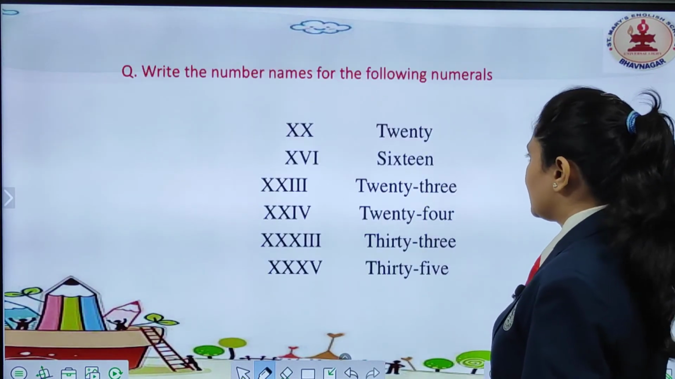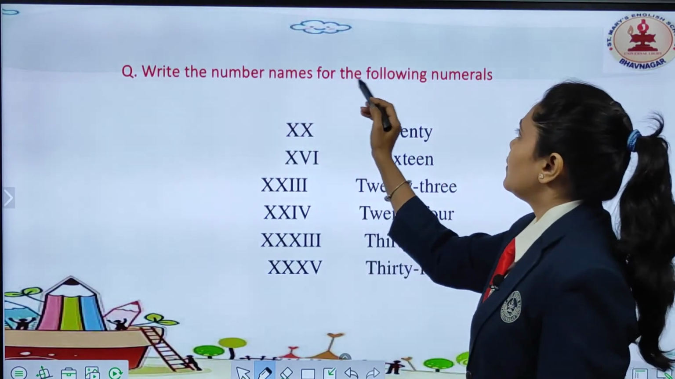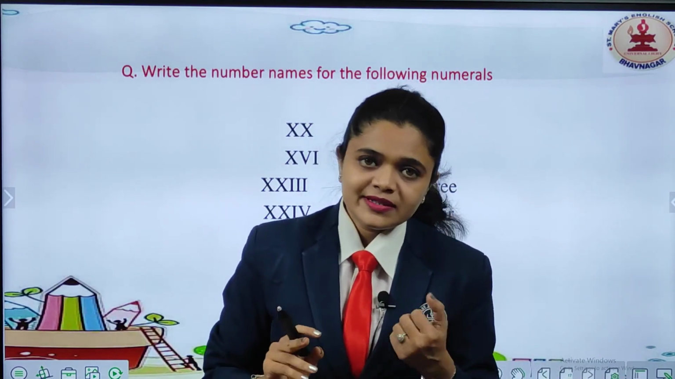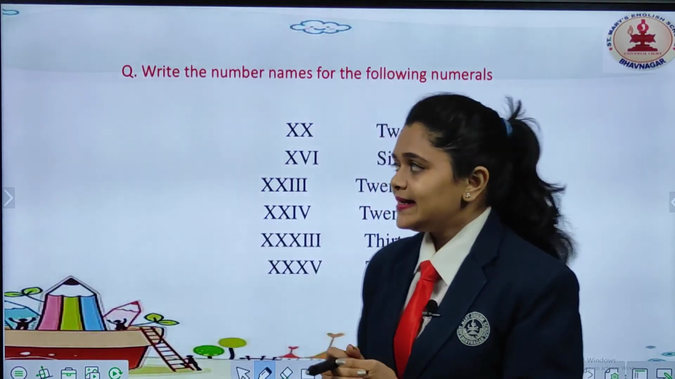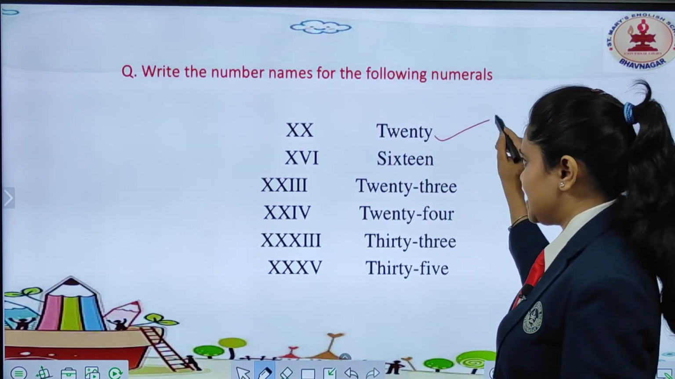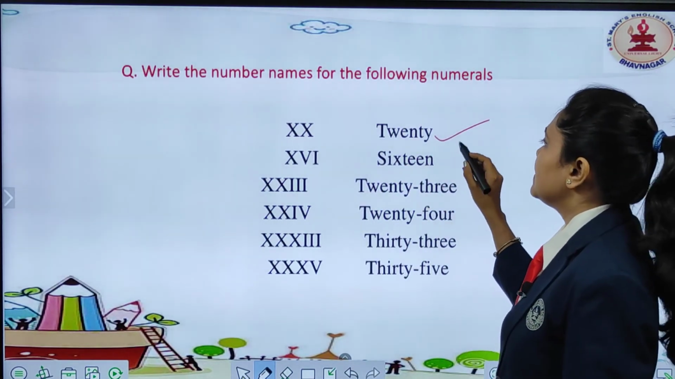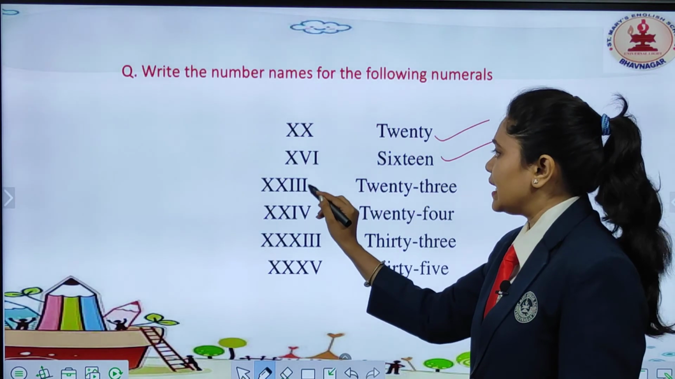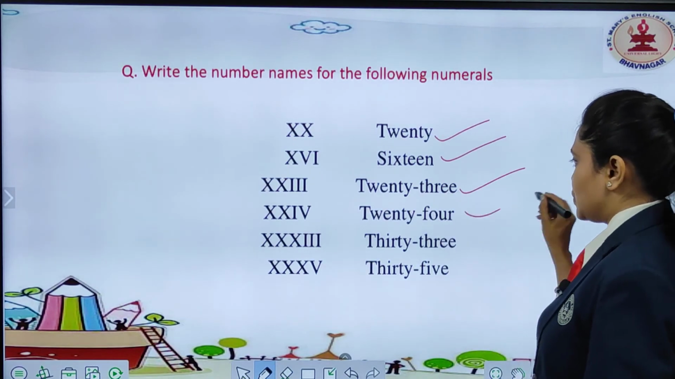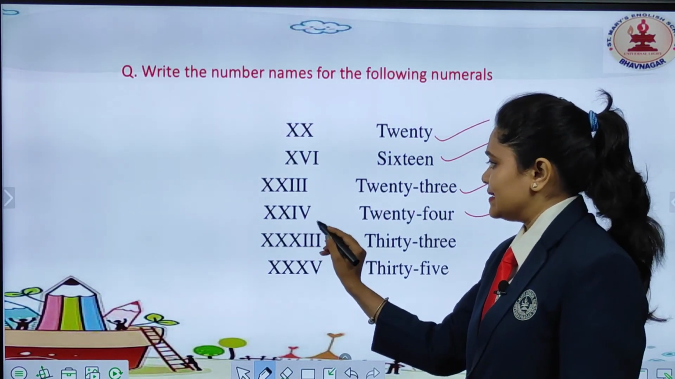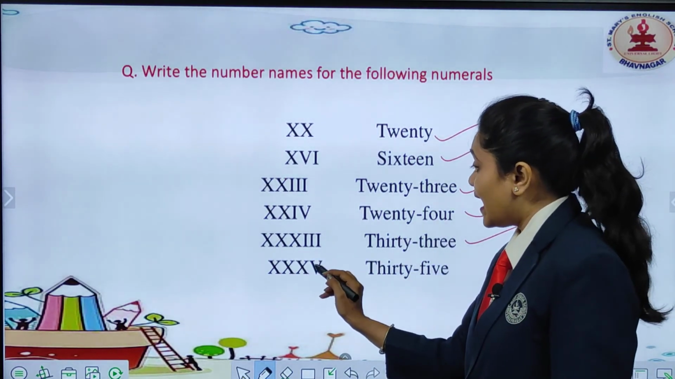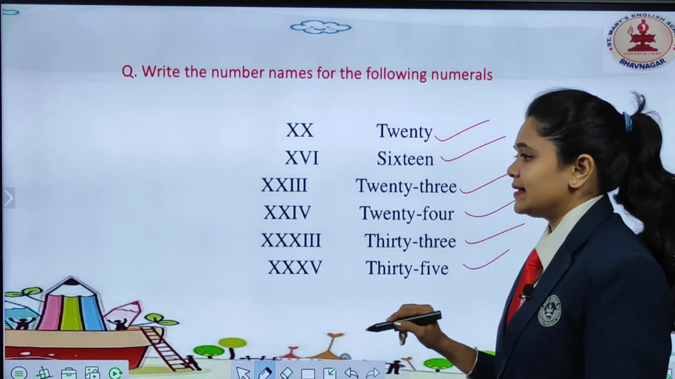Over here we have the next question. Write the number names for the following numerals. Only we are supposed to write the number names. I have already told you number names means writing it in words. Let us see. XX stands for 20, XVI 16, XXIII stands for 23, XXIV stands for 24, XXXII stands for 32, XXXV stands for 35.